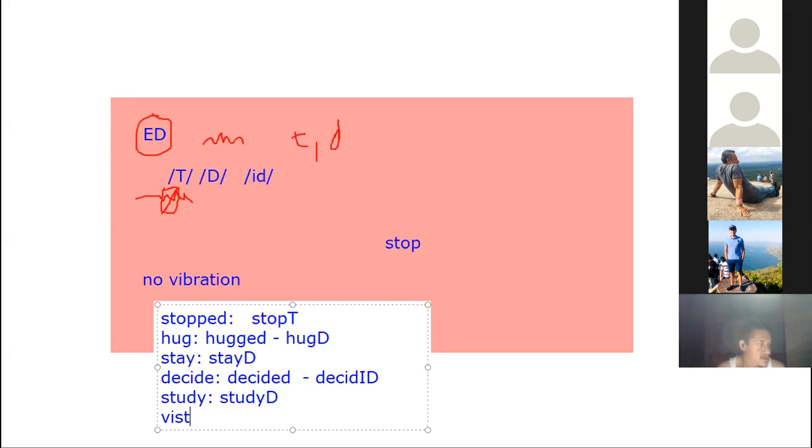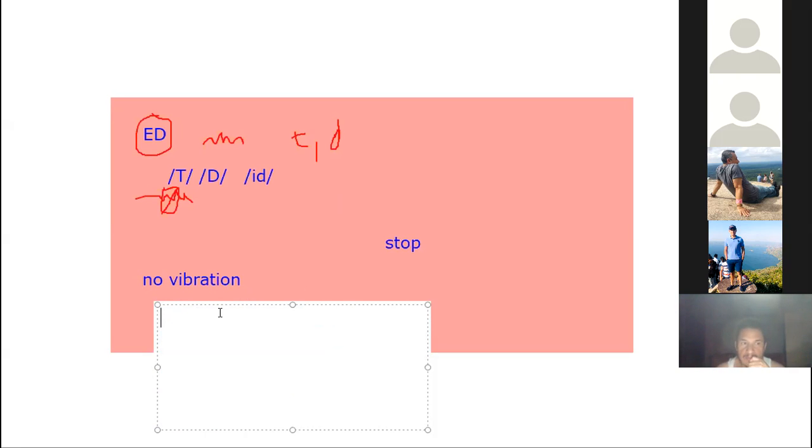Okay. And what about visit? Visited. Si ustedes dicen visit, no suena diferente, suena igual, por eso hay que hacer la diferencia. Visited. So it is visited. The pronunciation is visited. Okay. Is that clear? Yeah. Okay. Now. Visited. Okay.